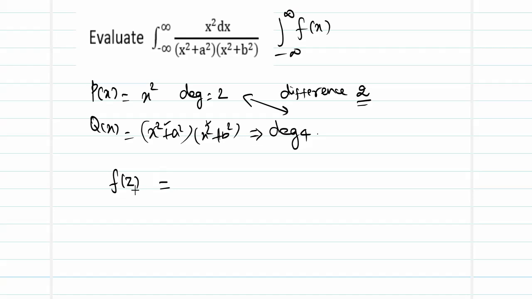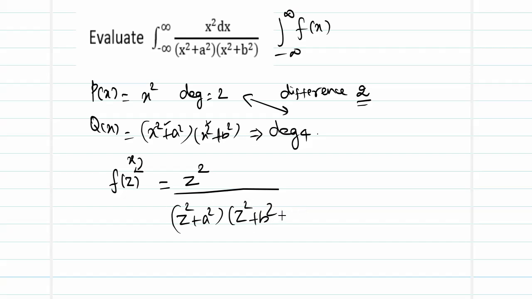So what will be the function of z? Wherever I have x, I will replace this x with z. So I have this as z square divided by z square plus a square into z square plus b square. Now our function is ready. We are going to apply the same process that we have done for the evaluation using the Cauchy residue theorem.